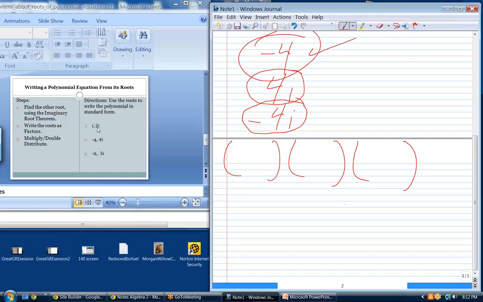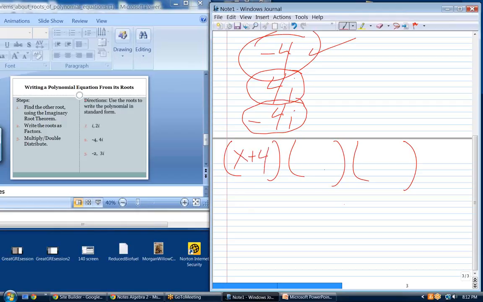Notice this is not the same as the first one. The first one had 2 imaginary solutions, so we knew there were 2 others, the conjugates of these. This one, they're giving us 1 real and 1 imaginary. So what's the real linear factor? x minus a minus 4, so x plus 4.